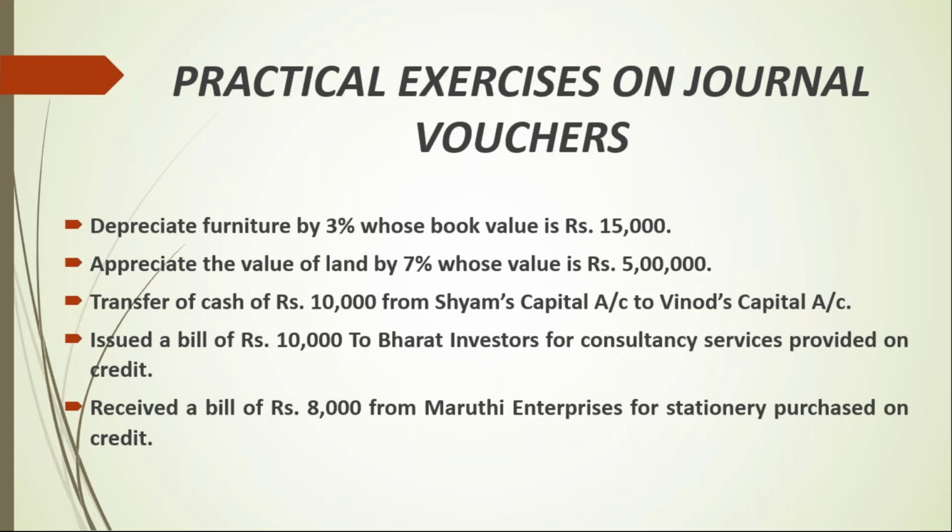Right, the first one we have: depreciate furniture by 3% whose book value is 15,000. So furniture value has to be depreciated by 3%, where the book value, or the carrying amount, or the cost price, however you define it, is 15,000. Now here, how can we pass the entry? Depreciation is created under which group? A ledger of depreciation can be created under which group?